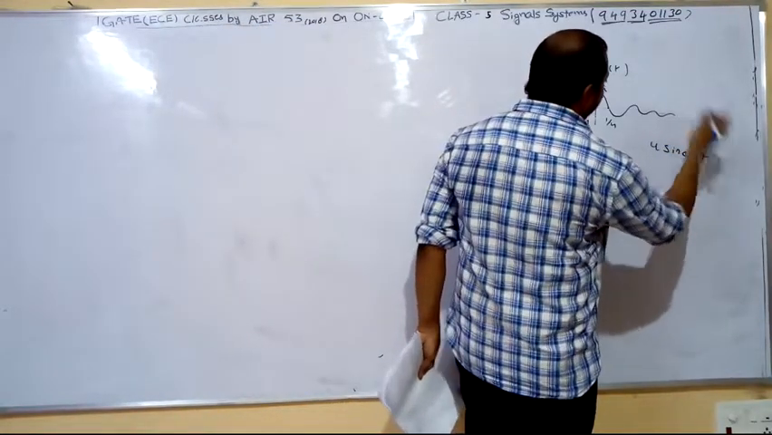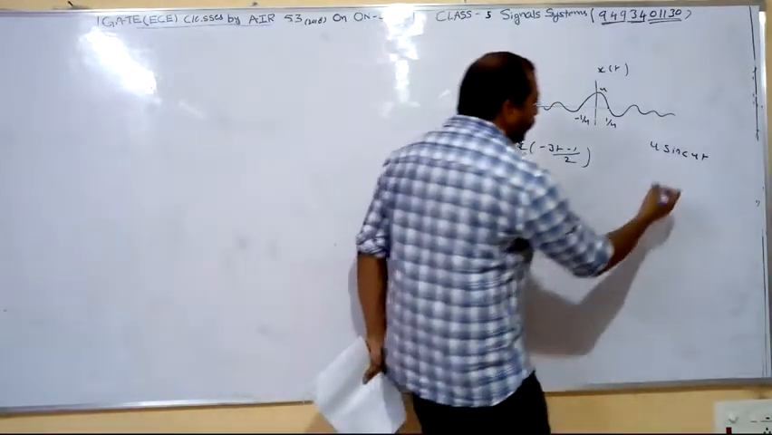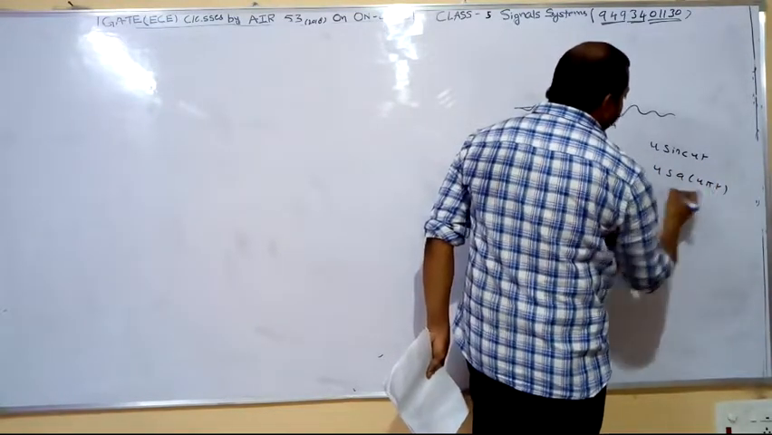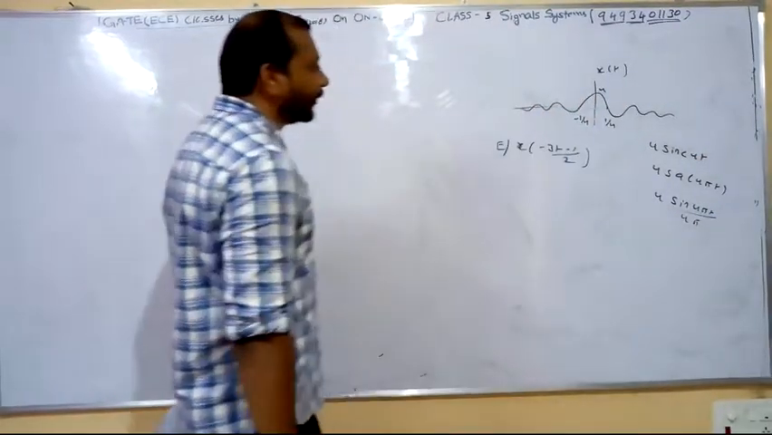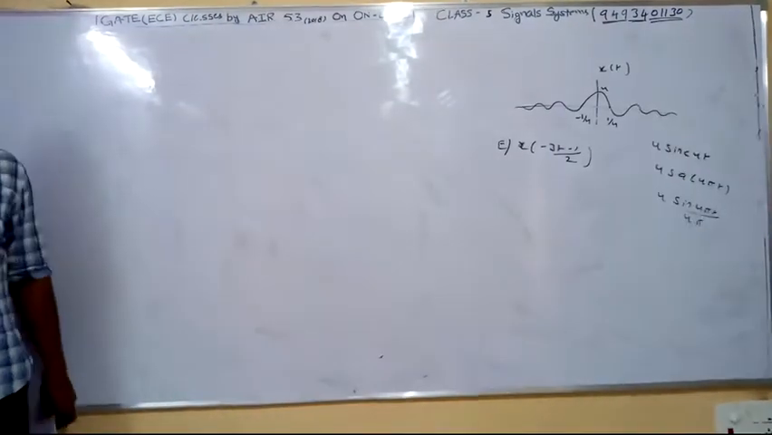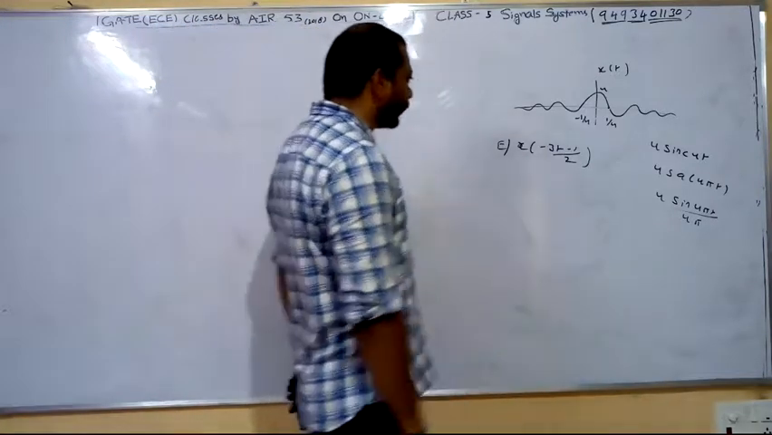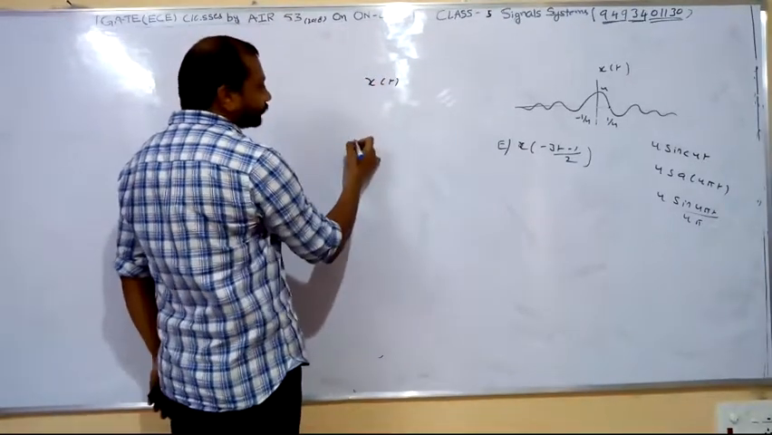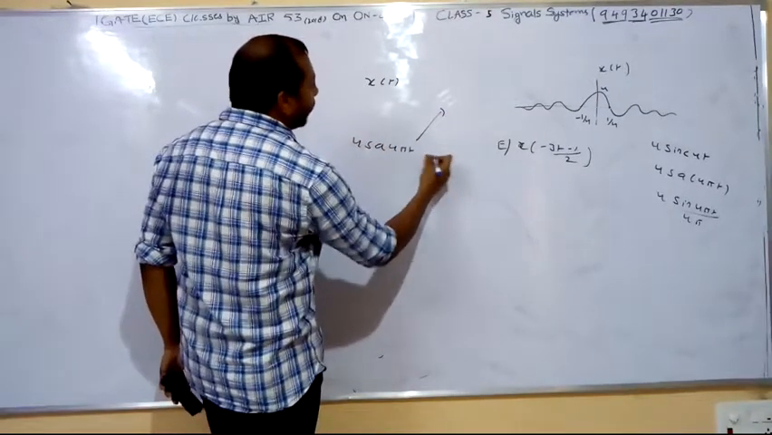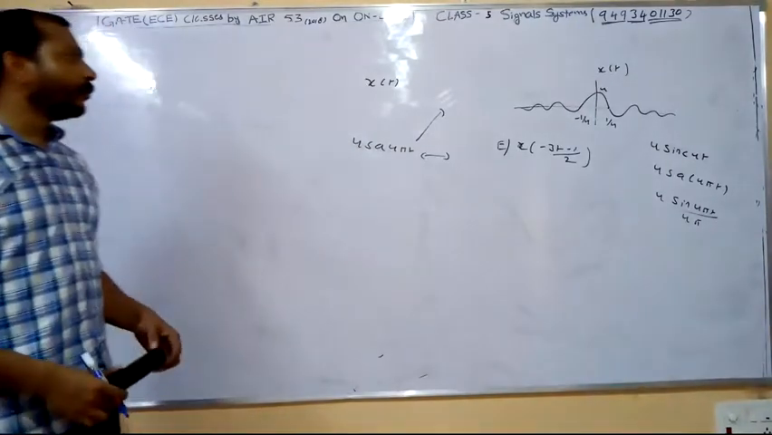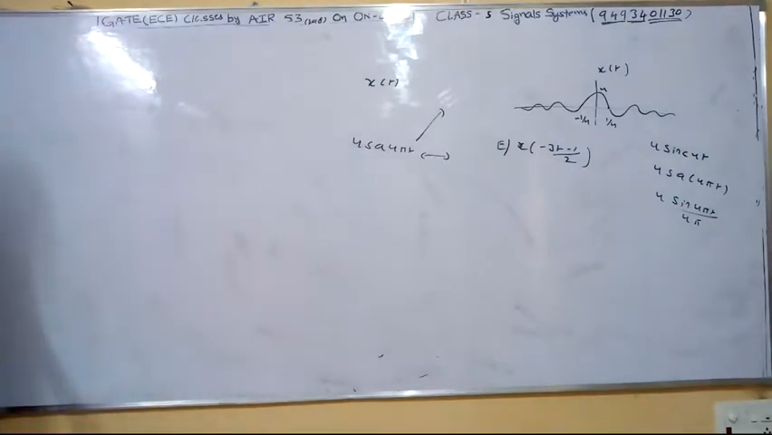4 into sinc 4t. If you substitute t equal to 1 by 4, the 4 will get cancelled, and this can be represented as 4 into sampling of 4 pi t, that is nothing but 4 into sine of 4 pi t divided by 4 pi t. If you substitute t equal to 1 by 4, the corresponding value will become 0. That is satisfying, right? So the signal x of t is equal to 4 sampling of 4 pi t. From the frequency spectrum you can directly write the energy: 1 by 2 pi into the integration from minus infinity to infinity of the magnitude of X of f whole squared, df.